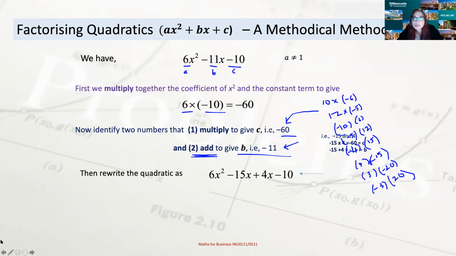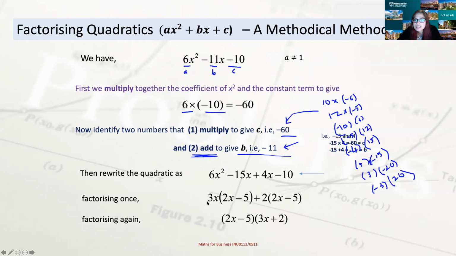See, I'm going to choose that because it makes sense for me. Minus 15x plus 4x minus 10. So I'm going to write minus 11x as the sum of 4x and minus 15x. And then I factorize it. And I see the common factor 2x minus 1. I take the common factor out, and 3x plus 2. That's how I factorize a quadratic expression.